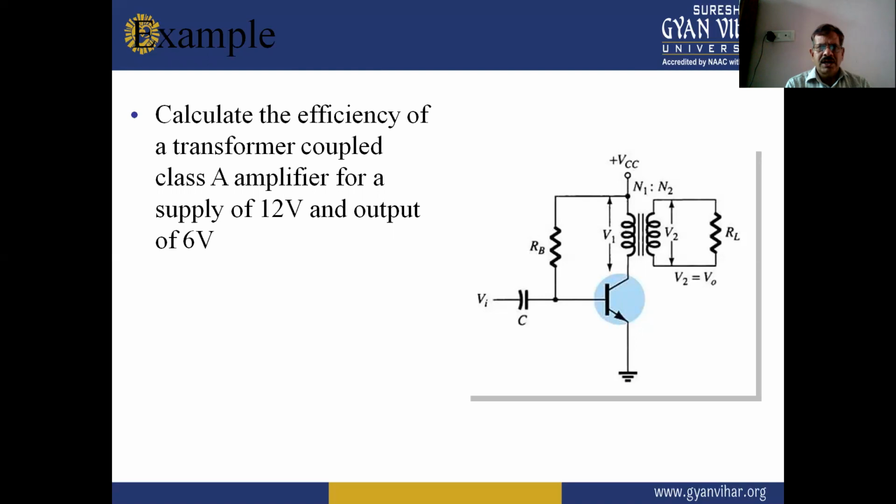Also, this is another example. In this example, we calculate the efficiency of the transformer coupled class A amplifier for a supply of 20 volts and output of 6 volts. Given the output voltage and supply voltage, we can easily find the efficiency, because efficiency is the output power upon input power. So here 12 divided by 6 equals 2. And so we can easily find the efficiency of the circuit diagram given here.